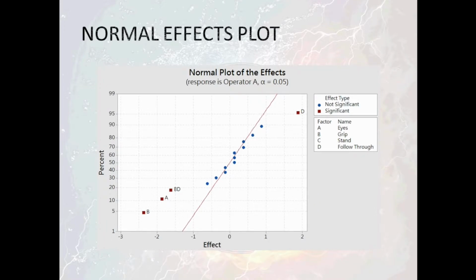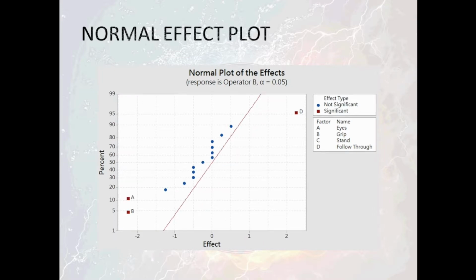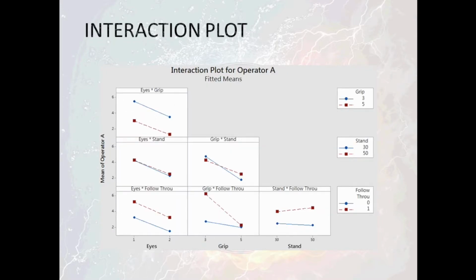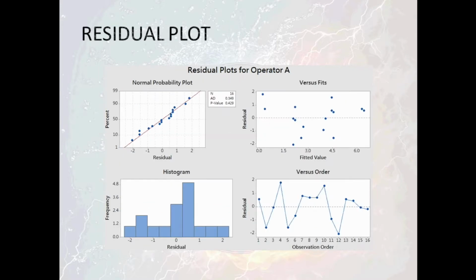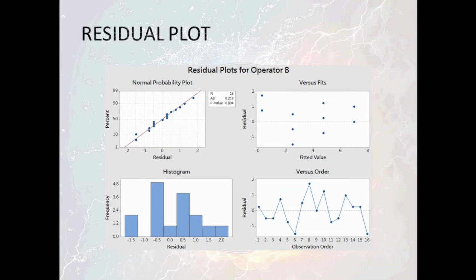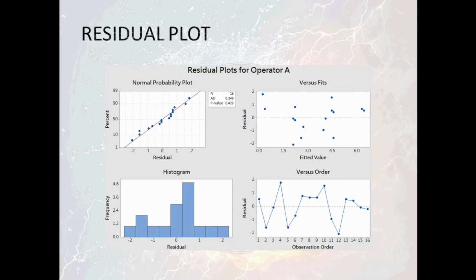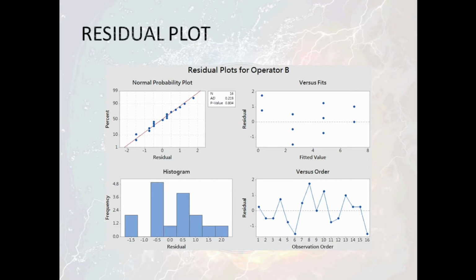And the normal effect plots of both operator A and B show that there are some factors that are very significant, like the eyes, fingers, and the follow-through. And the interaction plot further shows that there are some factors that are interrelated with each other. In the residual plots of both operator A and B, in the normal probability plot, the p-value is greater than 0.05. And there are no patterns, especially V-pattern shapes, and all the points are within the control limits.